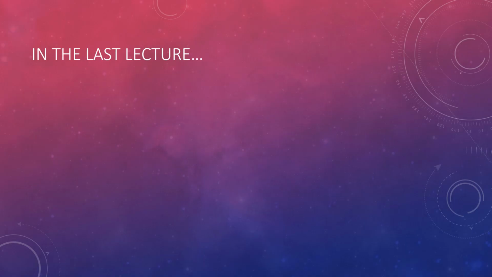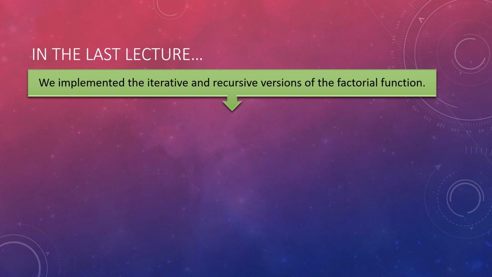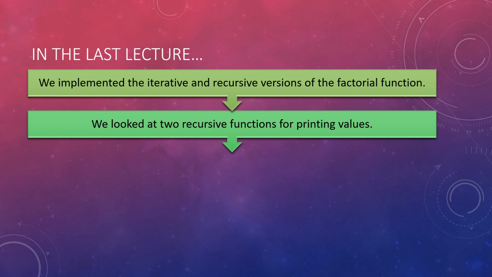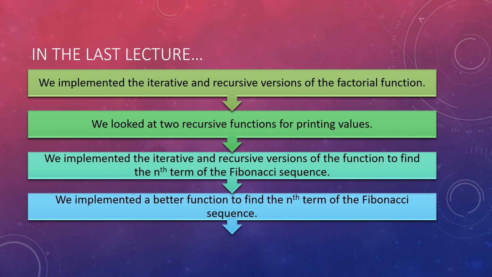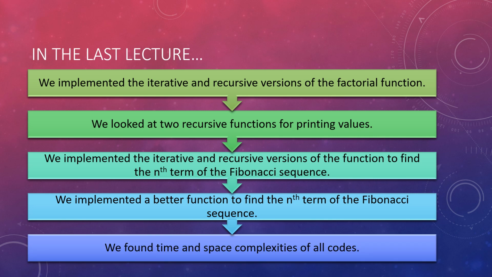In the last lecture, we implemented the iterative and recursive versions of the factorial function. We looked at two recursive functions for printing values. We implemented the iterative and recursive versions of the function to find the nth term of the Fibonacci sequence. We implemented a better function to find the nth term of the Fibonacci sequence. And we found time and space complexities of all codes.